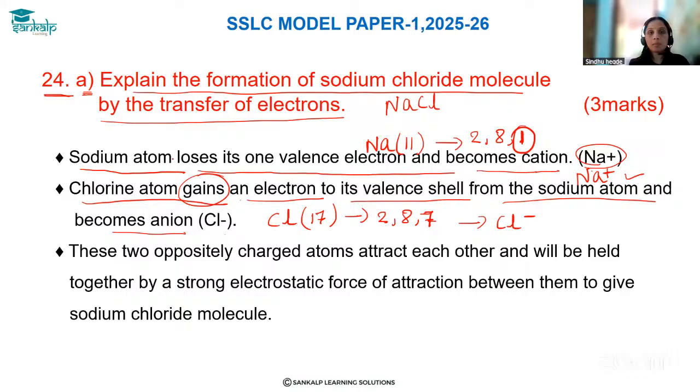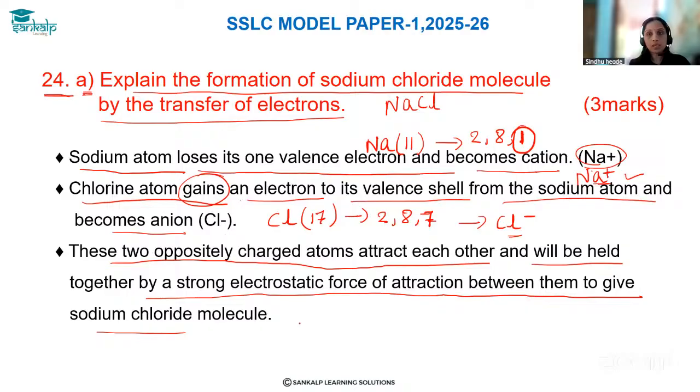Here the sodium atom gives one electron to chlorine and sodium becomes a cation. Chlorine receives one electron and becomes an anion, that is Cl minus. These two oppositely charged ions attract each other and are held together by a strong electrostatic force of attraction between them to give sodium chloride molecules.